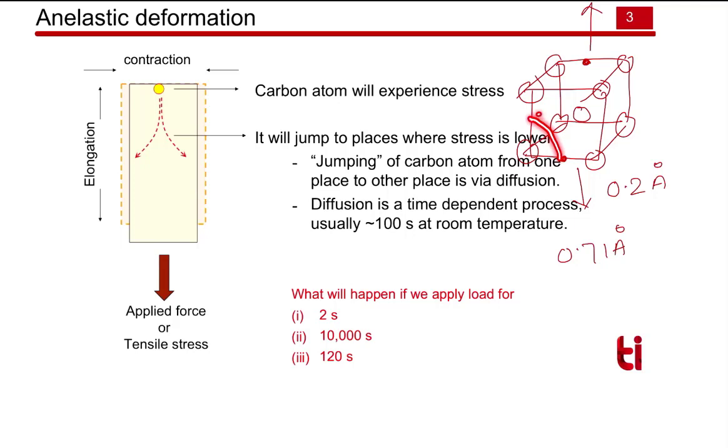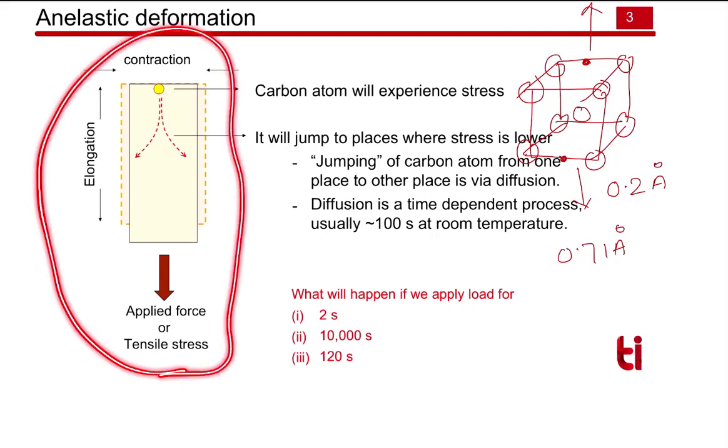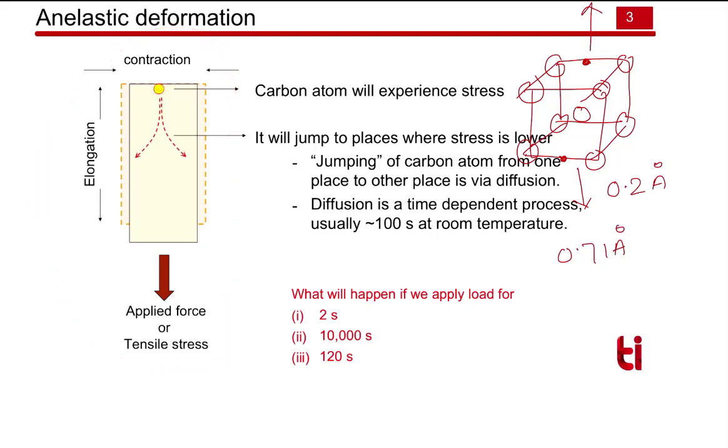It takes 100 seconds to go over here, right? So this has been given in this picture. This carbon is going from its position to this position. Is it clear? Now consider three cases, because I said we are giving cyclic loading and unloading. Consider the first case: I have elongated for 2 seconds and immediately released. So the cyclic loading and unloading time is 2 seconds. In another case, it is comparable to 100 seconds, say 120 seconds. And the third is 10,000 seconds.